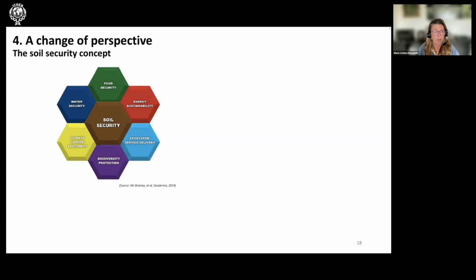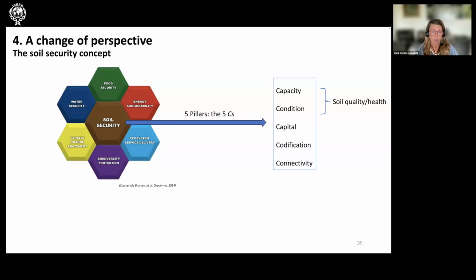The soil security concept was introduced by McBratney et al. in 2014, and for the first time, soil security was placed at the center of the main environmental issues of the 21st century. Food security, water security, biodiversity protection, all of them are based on soil security: if we secure soil security, we can guarantee all the others. But they did more. They did not only place soil at the center of these environmental issues, but they also defined the dimensions of soil security.